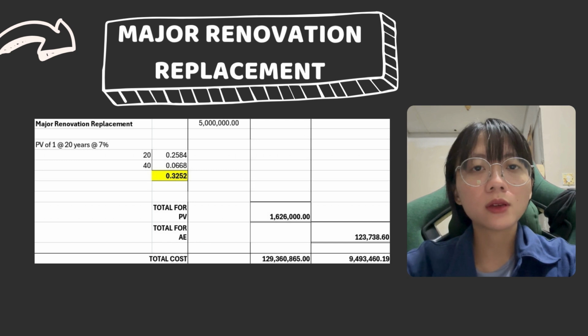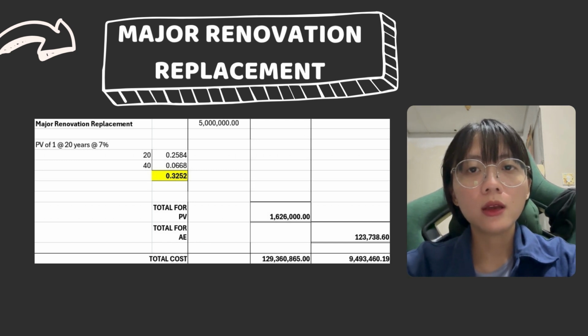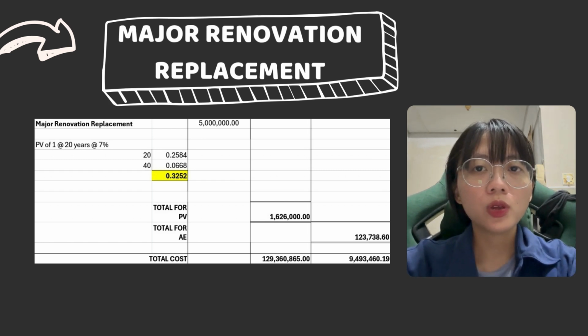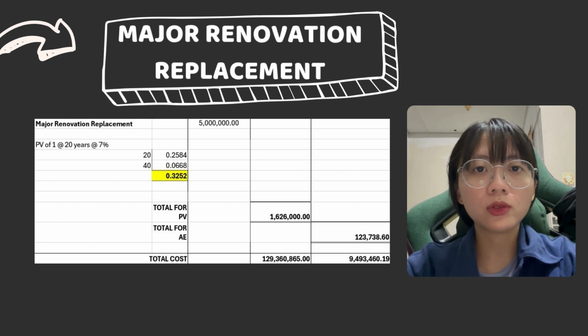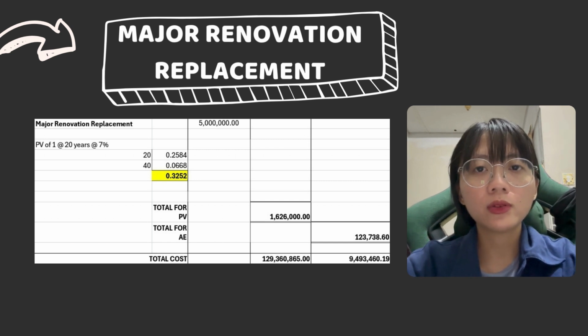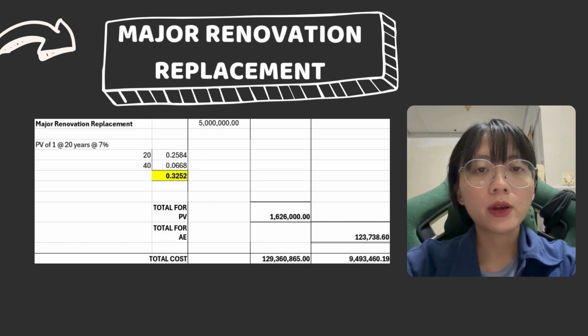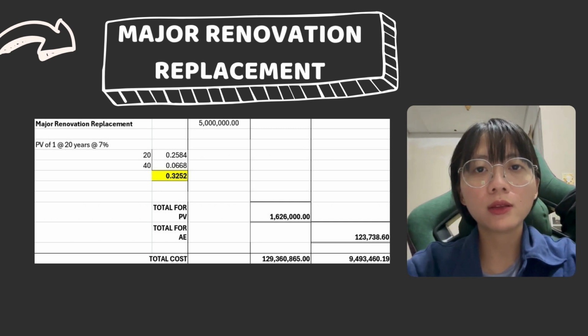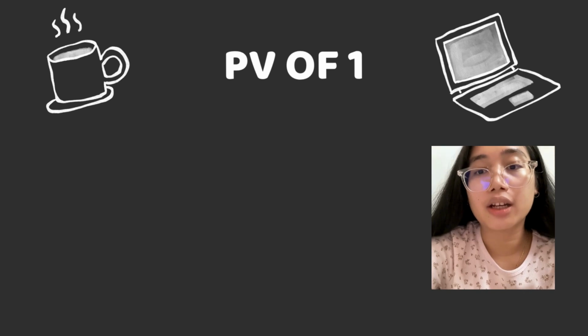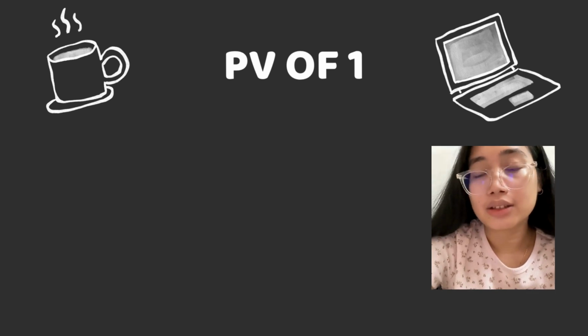Finally, when all life cycle cost components are combined, the total present value is 129,360,865 ringgit Malaysia only. The total annual equivalent cost is 9,493,460 ringgit Malaysia and 90 cents. From the calculation, we can see that the total present cost is 129 million, while the total annual equivalent cost is 9 million.